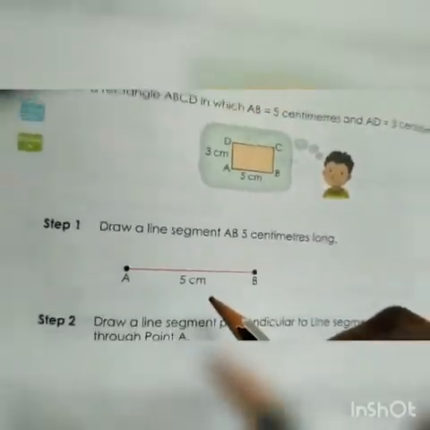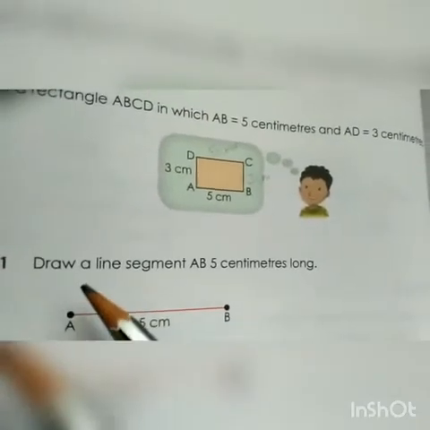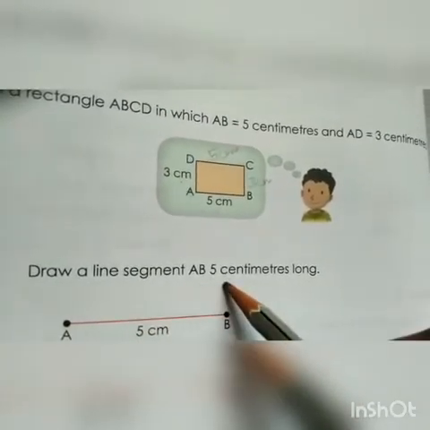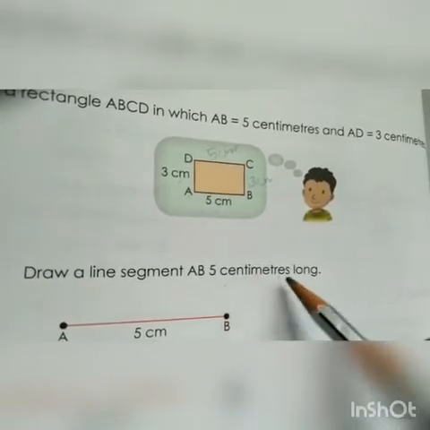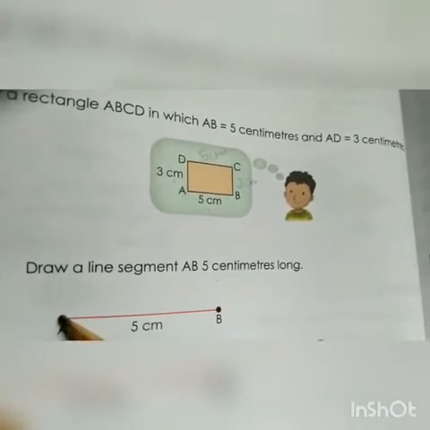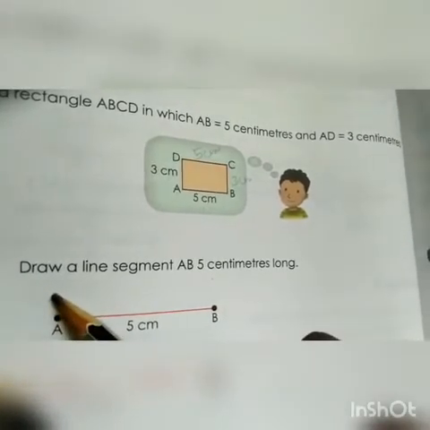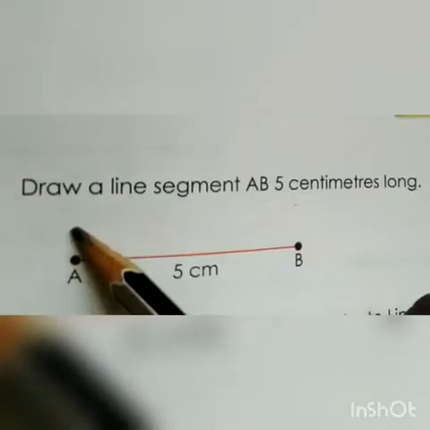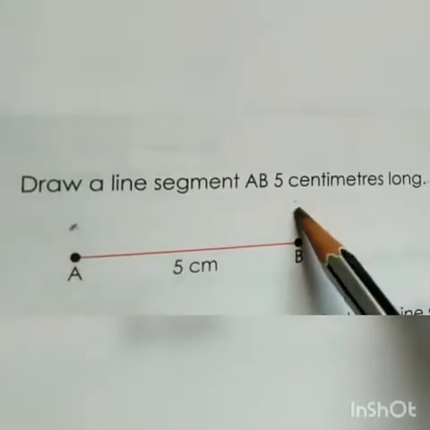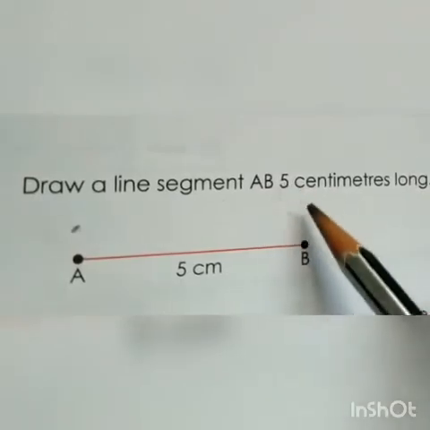How to draw a rectangle by using the given measurements? First, we have to draw a line segment AB of length 5 centimeter, which means 5 centimeter long. So take a point. We have to start a point over here like this. From here you have to draw a line segment of 5 centimeter.